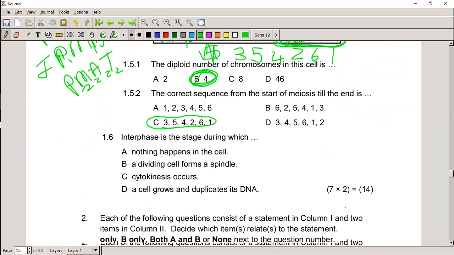Okay, let's go to 1.6. Interphase is the stage during which nothing happens. No? Okay, sometimes nothing happens, but let's take a look at all the options. A dividing cell forms a spindle. No. Cytokinesis occurs. No. A cell grows and duplicates its DNA. Yes, replication of DNA. So the most likely answer is D for 1.6.